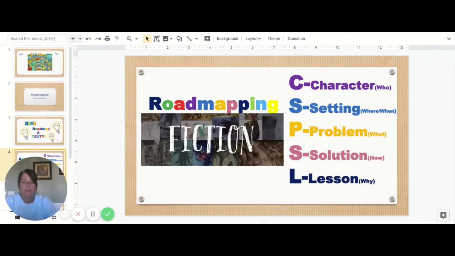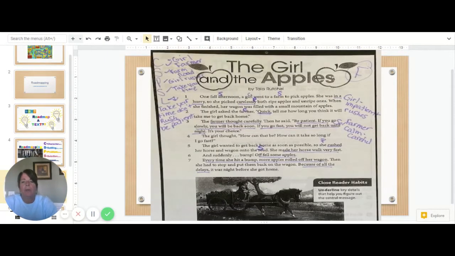We're going to start with a story which you saw in your first week packet, The Girl and the Apples, and hopefully you've already road mapped that text, but just in case you haven't, I decided to use this text to show you how to road map. And now I already road mapped it for you. I'm just going to go over that so that you can see what I was thinking and I can explain how I did it. Obviously, I'm using the CSPSL throughout the text.